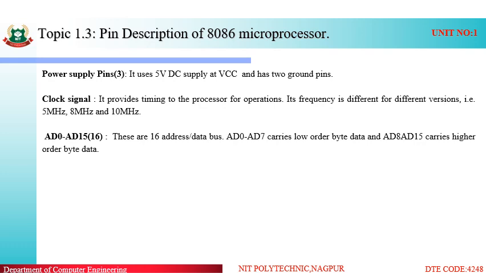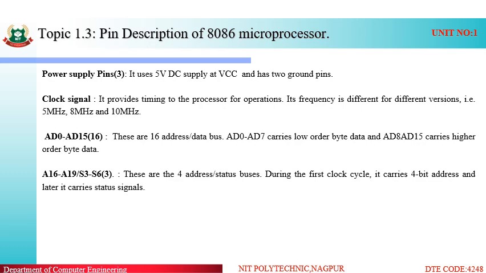Now by combining, in the first clock cycle, address will be transmitted, and in the next clock cycle data will be transmitted. So this combination is done to reduce the number of pins. So these are 16 address data pins. AD0 to AD7 carries lower order byte of data, and AD8 to AD15 carries higher order byte of data.